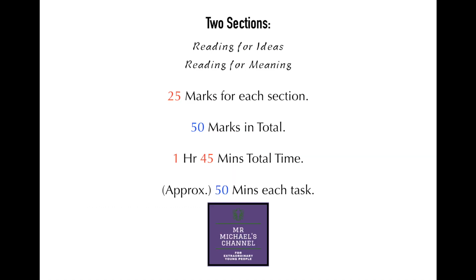So to sum up, let's look through all of the information that we've covered. There are 2 sections in the exam. The first one is called Reading for Ideas, and the second one is called Reading for Meaning. There are 25 marks available for each section, which makes 50 marks in total, and you are allowed 1 hour and 45 minutes in total to complete the exam. That means we recommend approximately 50 minutes on each task, and maybe you would have a little bit left over to check over your answers and your responses.